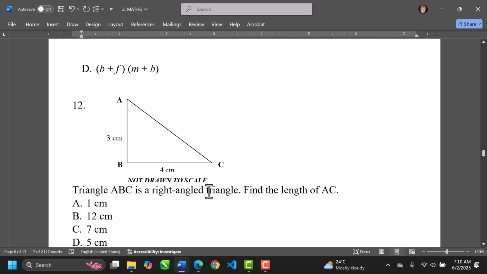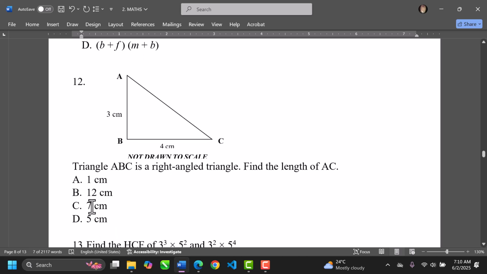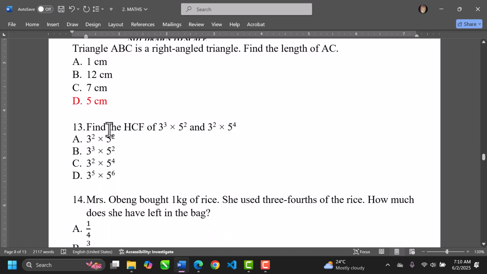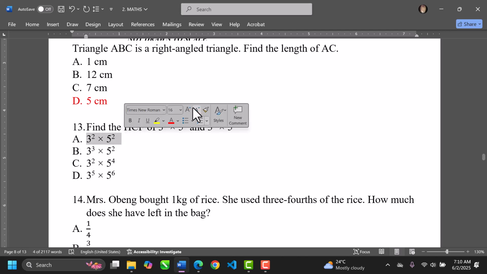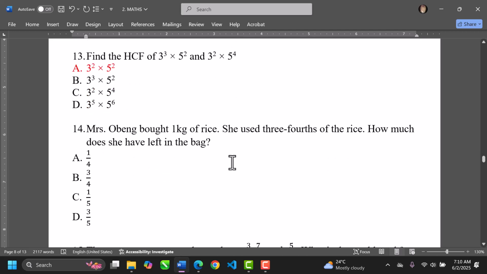Now the next one, number 12, the answer is D. The triangle ABC is a right-angled triangle. Find the length of AC. So use this one to perform the answer. I believe you can remember something like we taught in the classroom. Number 13, find the highest common factor of 3³ × 5² and 3² × 5⁴. Number 13, the answer is A.